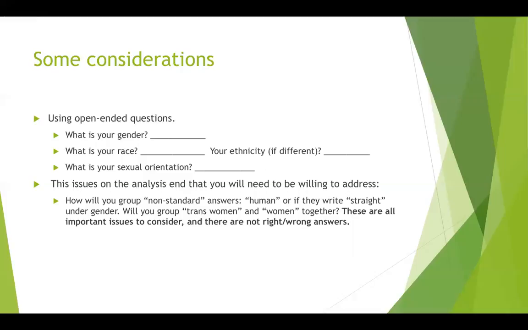So I'm going to talk about two considerations here, just to help you think through the choices. One is to ask demographic questions as open-ended questions, and I've shown you some examples here. This is really going to be informed by, you might not like the term gender, you might want to say sex, if that for some reason is important. You might want to say gender identity instead of just gender.